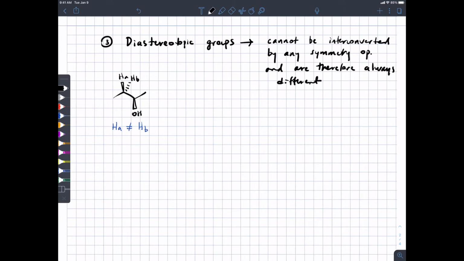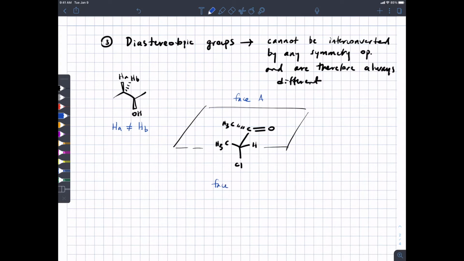We can do this with sp2 hybridized carbons as well. So if you have a carbonyl carbon and it's in a molecule where there is a stereocenter, so we're sort of looking down this carbon-carbon bond. There's a stereocenter here. Then there are two different faces of the carbonyl compound, face A and face B, and they are non-equivalent.